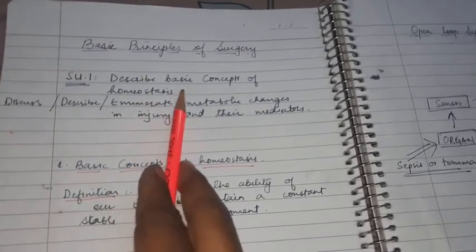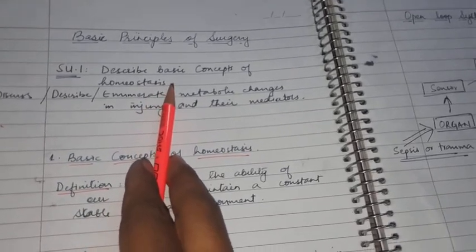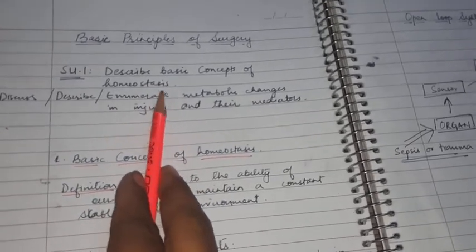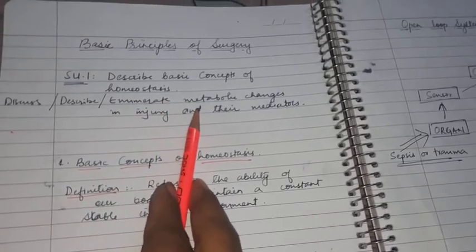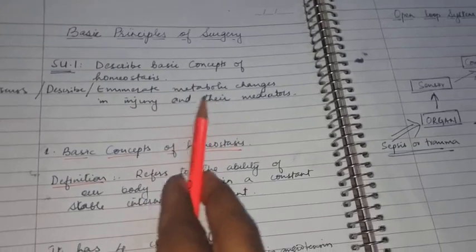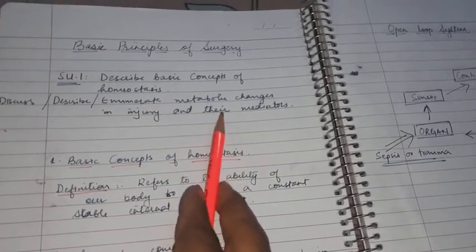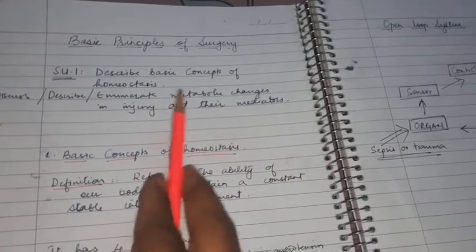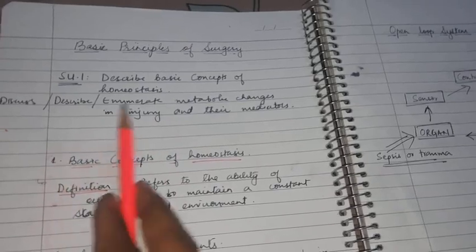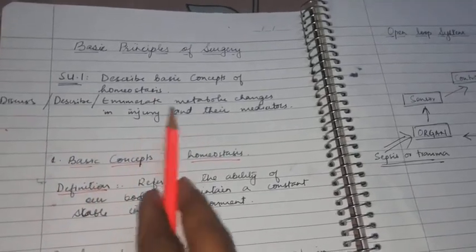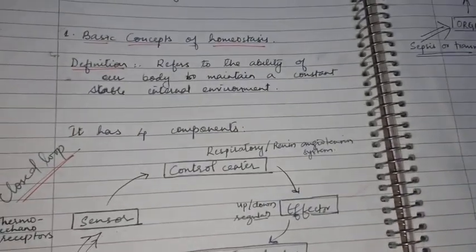So this basically has two parts. First, you have to describe the basic concepts of homeostasis. That is, what are the concepts which are present in the process of homeostasis itself. Then you have to discuss or enumerate the metabolic changes in injury and their mediators. So metabolic changes and mediators, both you have to enumerate. If they ask you to enumerate, you enumerate. If they ask you to describe, you describe. You enumerate, then you describe. Okay, moving on. So basic concepts of homeostasis.